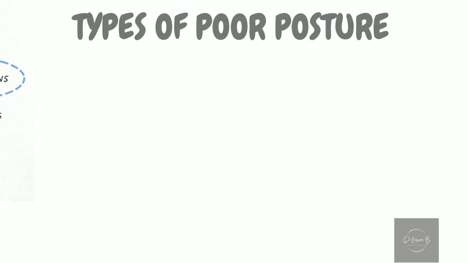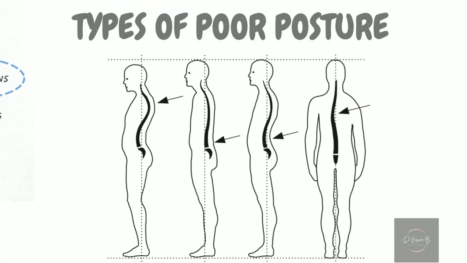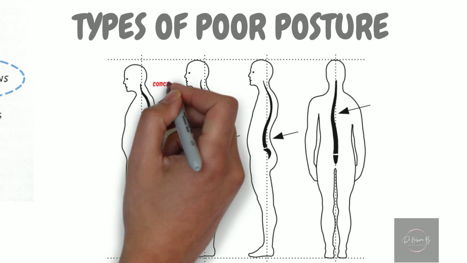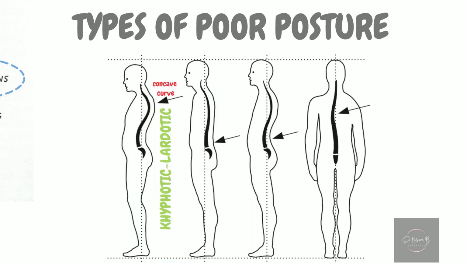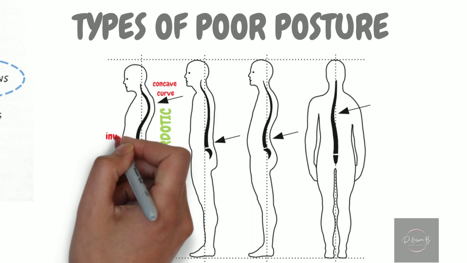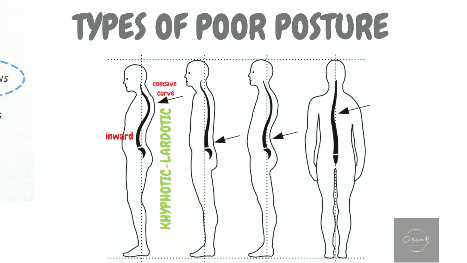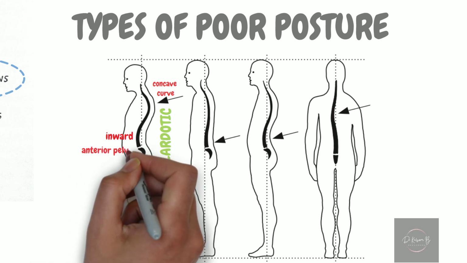Types of poor posture in standing. Kypholordotic posture: an increased convex curve observed in the thoracic region of the spine. Lordosis refers to the normal inward curvature of the spine. When this curve is exaggerated, it is usually referred to as hyperlordosis. The pelvis is usually tilted anteriorly.